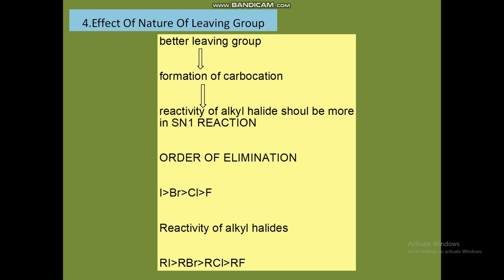The reactivity sequence of alkyl halides in SN1 is tertiary more than secondary, more than primary. In SN2 reaction, the reactivity sequence is primary more than secondary, more than tertiary. SN1 shows rearrangement; SN2 has no rearrangement. SN1 is favored by a low concentration of nucleophiles, but SN2 is favored by a high concentration of nucleophiles.